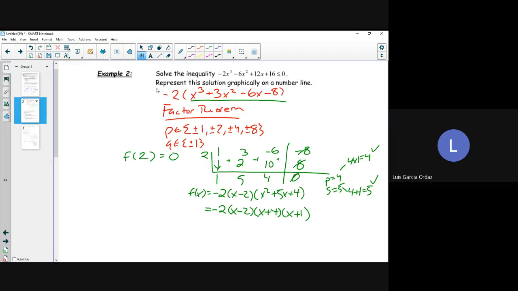So now that we've factored everything out, we need to figure out where this polynomial function is less than or equal to 0. Okay? Because we have the less than or equal to sign, we are going to be using square brackets for any number besides positive and negative infinity. Remember, if you have just the greater than, you're just using the round brackets.